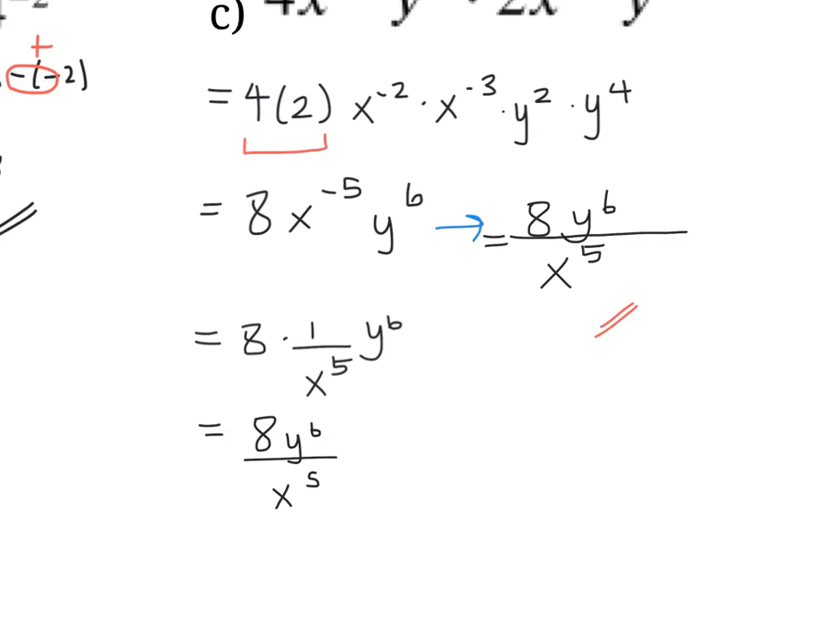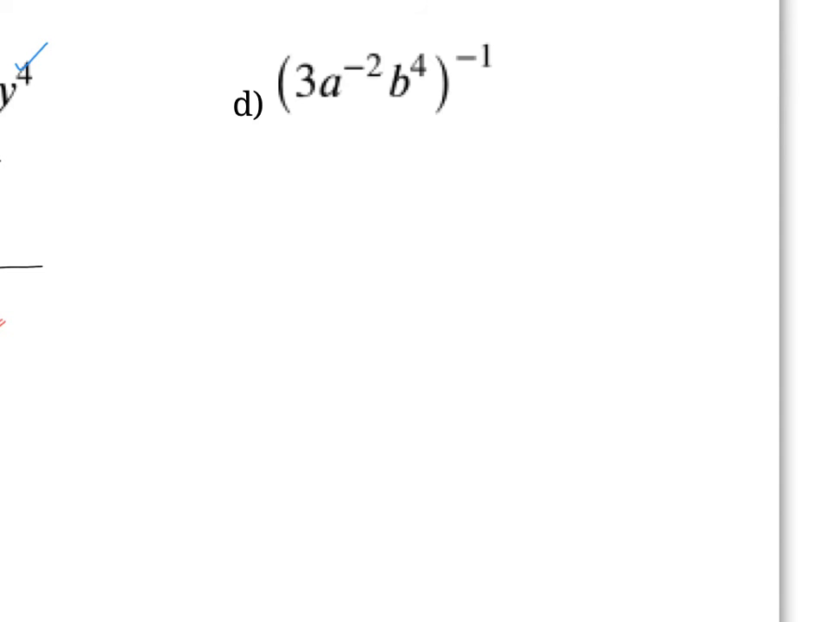Let's do one more example together. Okay, so here we go. Let's take a look at this example. We have this whole thing raised to the exponent of negative 1. So we know that if that was a 2, we would just take every single thing inside and make it to the power of 2.